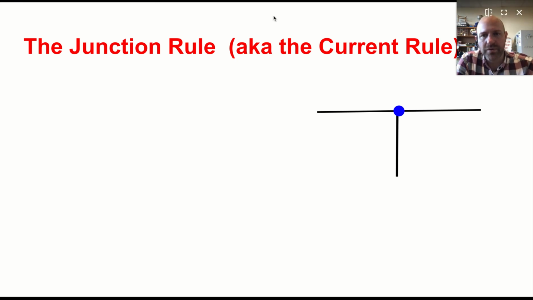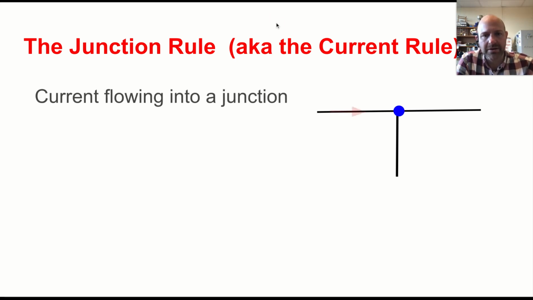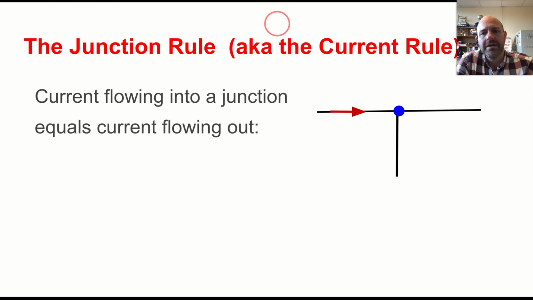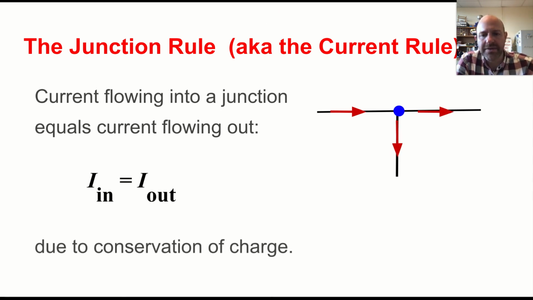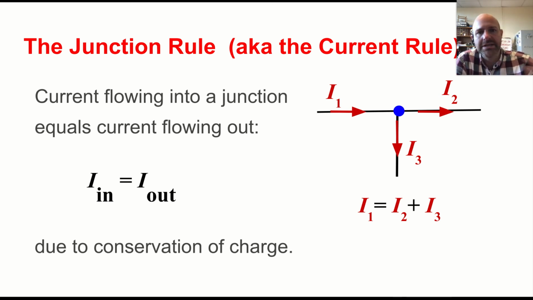The current rule, or the junction rule, is the same thing. Current flowing into a junction equals current flowing out of a junction. So I in equals I out, and this is due to conservation of charge, because you cannot simply destroy an electron or create an electron out of thin air. I1 in, I2 and I3 out. So in this particular junction, I1 equals I2 plus I3. That is the junction rule.